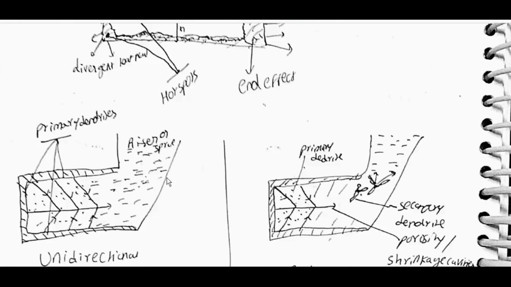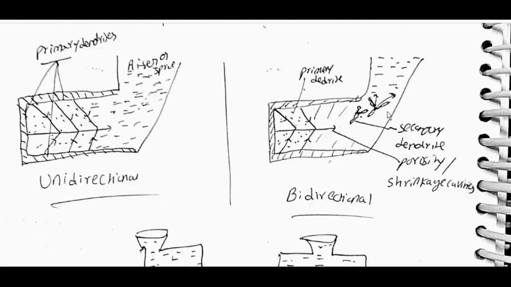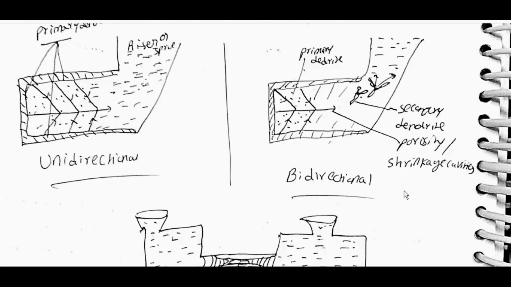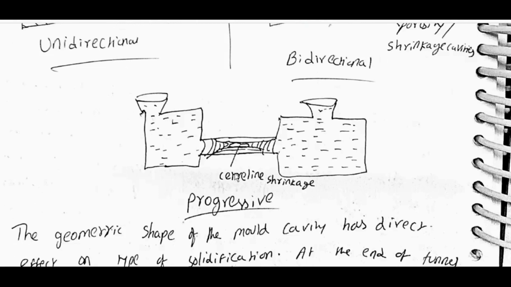End effect. Primary dendrites unidirectional. Primary dendrites bidirectional. From here also secondary dendrite. This is bidirectional. Primary dendrite, secondary dendrite, porosity or shrinkage cavities. Unidirectional, bidirectional. Center line shrinkage, progressive.